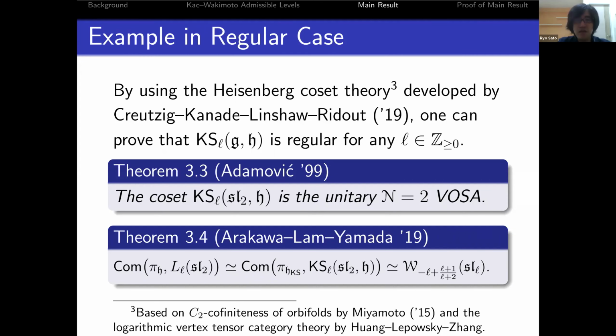Then in the case of SO2, the corresponding Kazama-Suzuki coset VOSA is generated by only the N=2 superconformal algebra. This level also corresponds to the unitary minimal series representation. So this corresponding VOSA is a very well-studied VOSA. It only has four generating fields, and the structure is very easy to study.